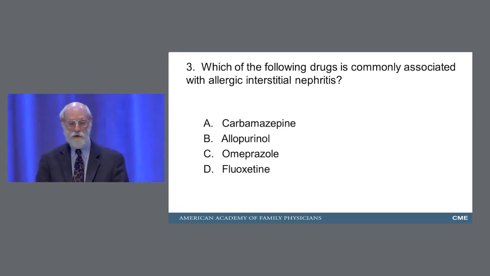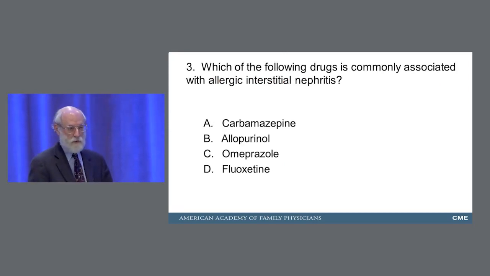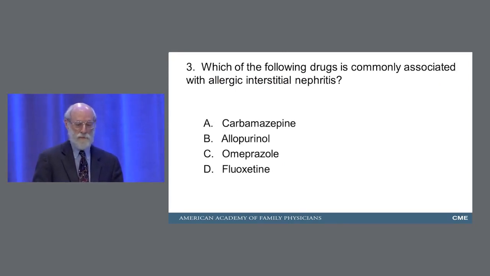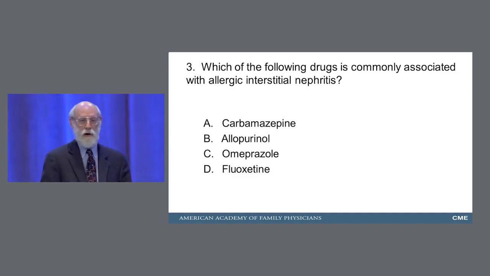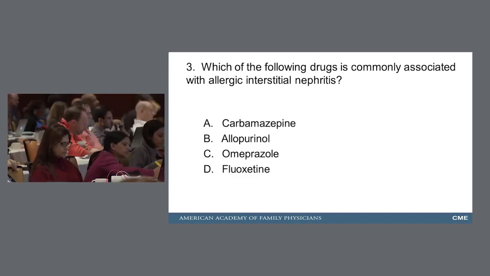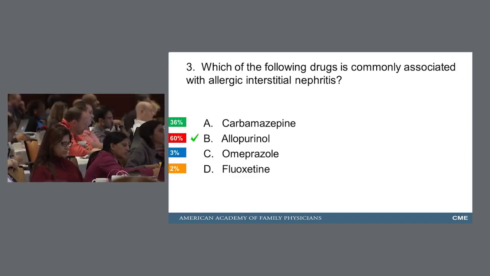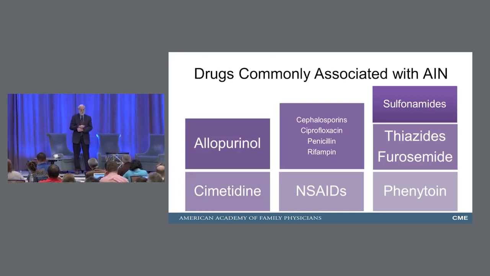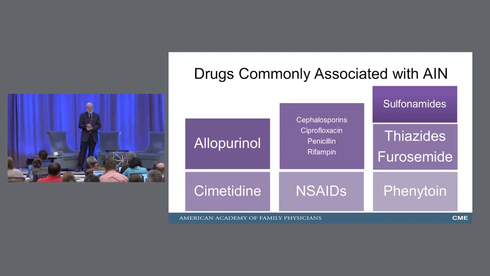Speaking about allergic interstitial nephritis, which of the following drugs is associated with this? Carbamazepine, left over from Dr. Geiger's lecture, allopurinol, omeprazole, or fluoxetine. And you're voting for allopurinol, and B, allopurinol is the correct answer here. Good. Some common drugs associated with AIN: allopurinol, some of your beta-lactam antibiotics, sulfonamides, phenytoin, some of your thiazides, NSAIDs, and cimetidine.